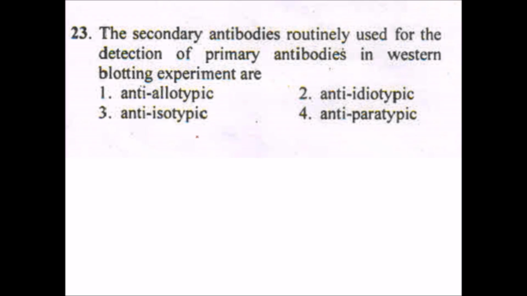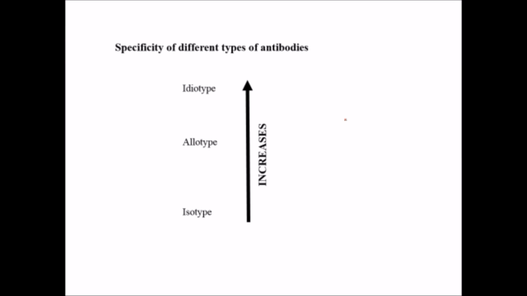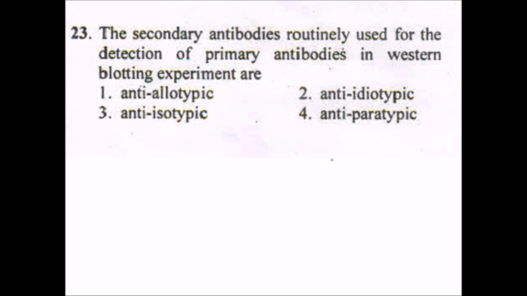The other option was paratypic. Paratype is the site where the antigen is binding. But if you look at the Western blotting, the primary antibody is bound by the secondary antibody at the Fc region, so there is no use of the paratypic region. So the fourth option cannot be the answer, and we are looking for specificity. The specificity is idiotypic. So the answer will be anti-idiotypic, the third option.